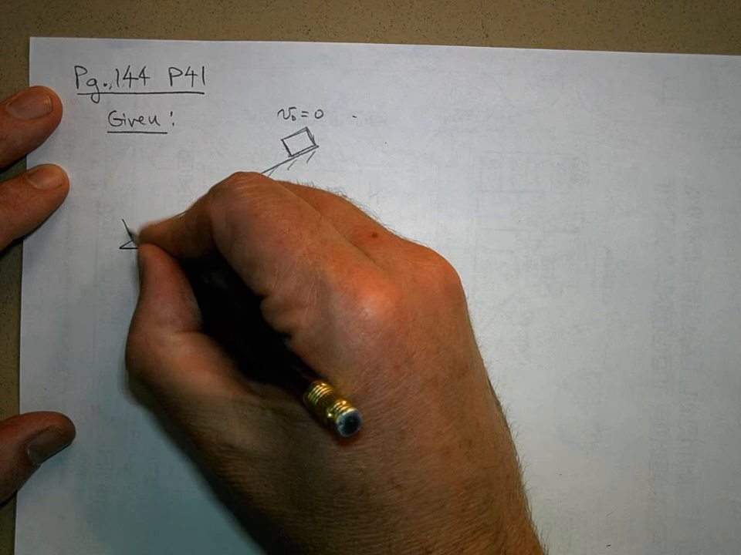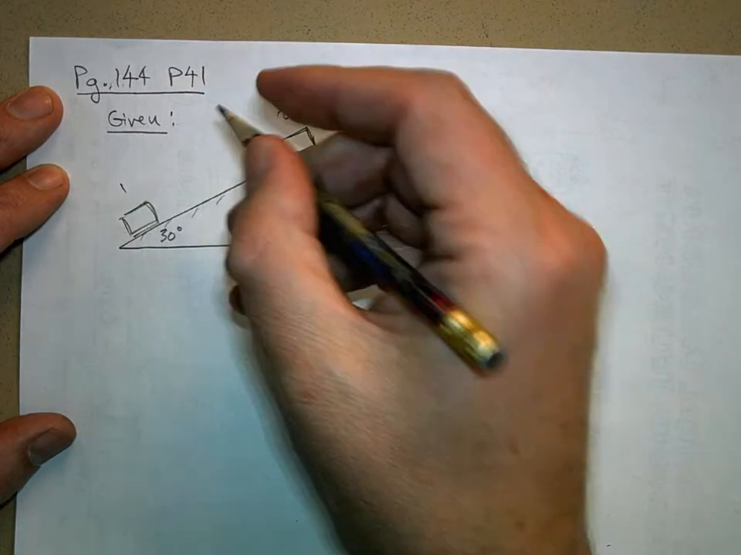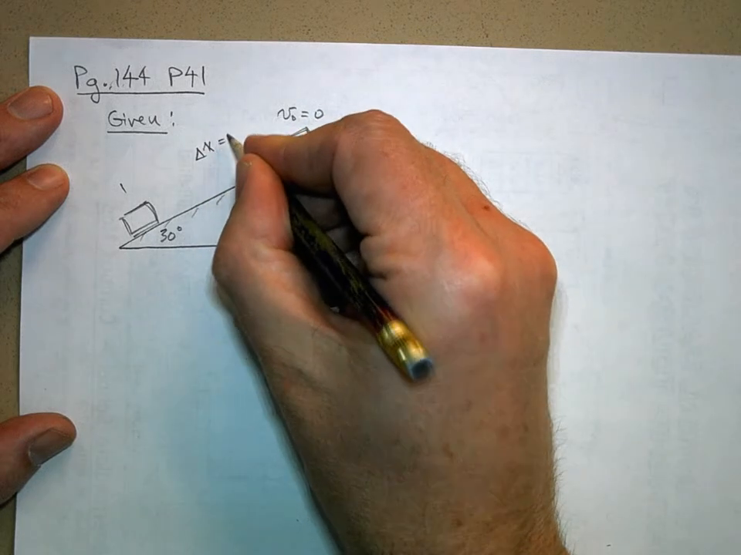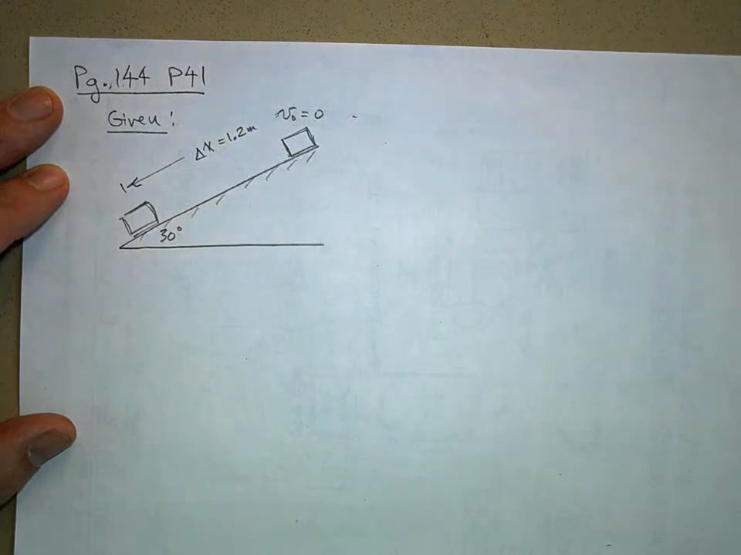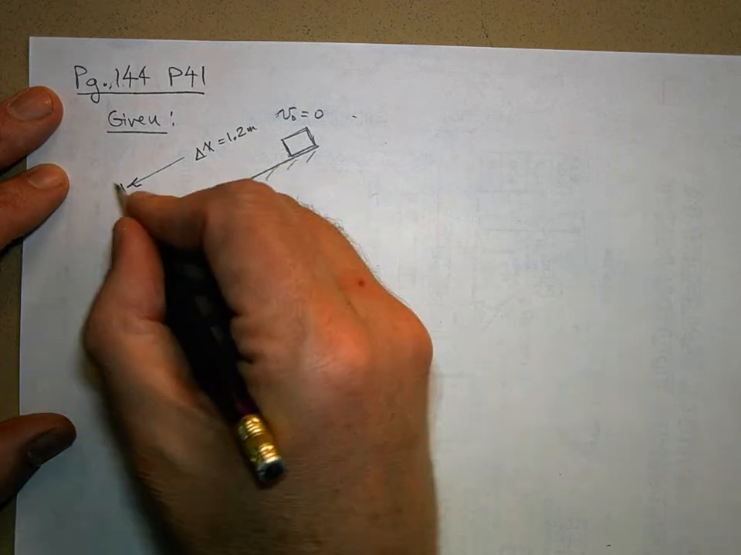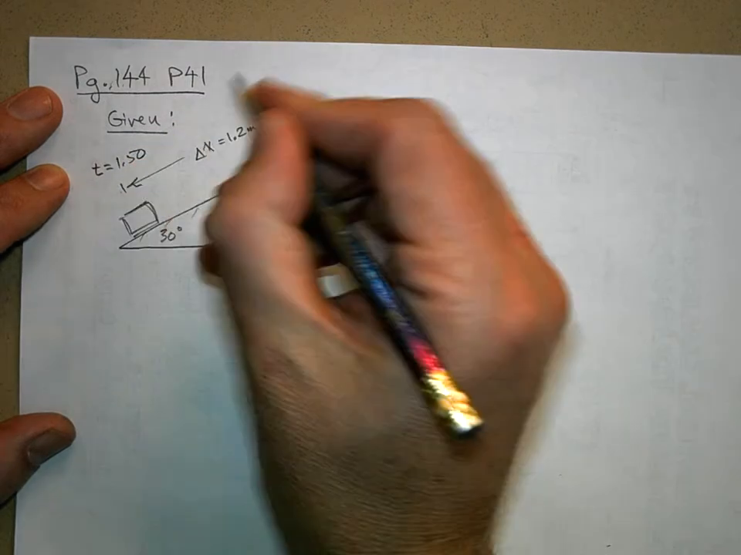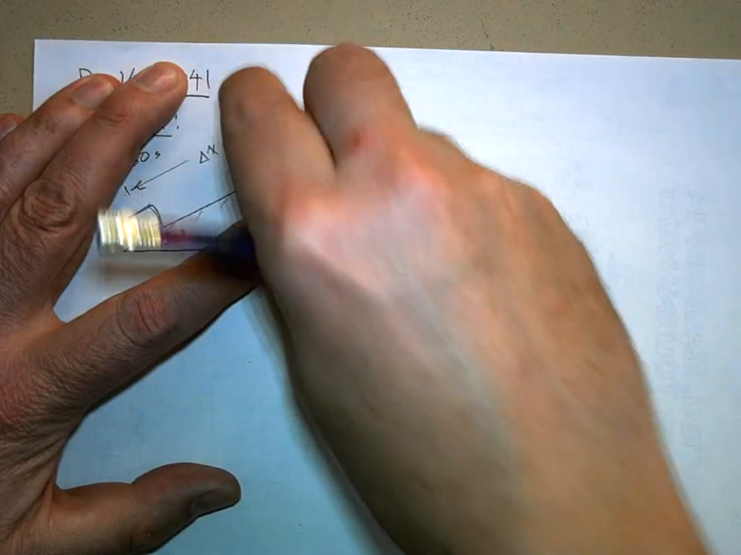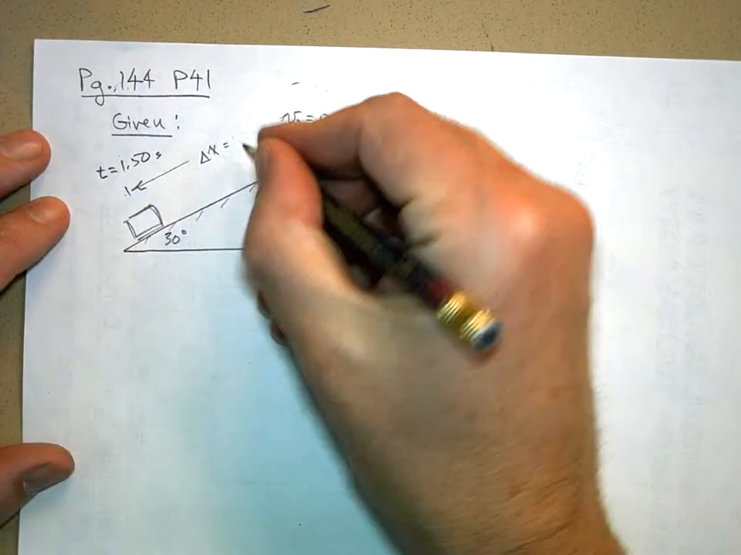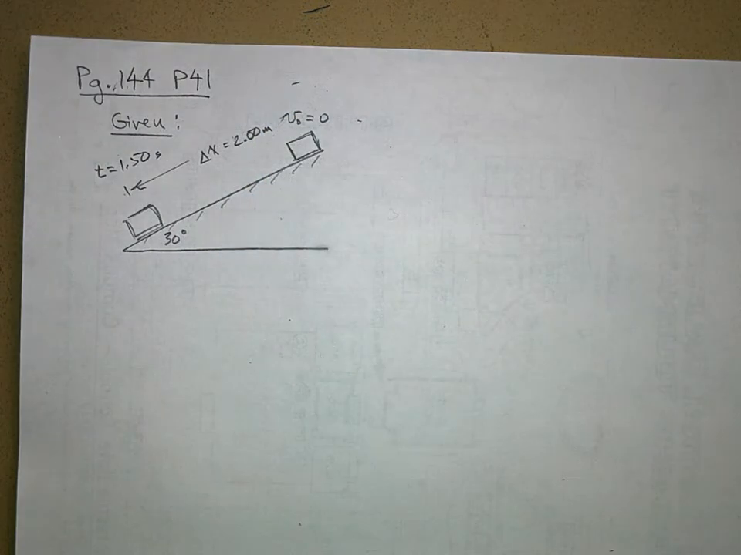So here we'll say, here's the block towards the bottom. And we'll say that delta x equals 2 meters. So it slid down all the way to there. And it's here when time is equal to 1.5 seconds. Yeah, it's 2 meters.